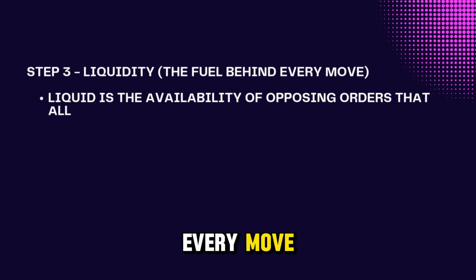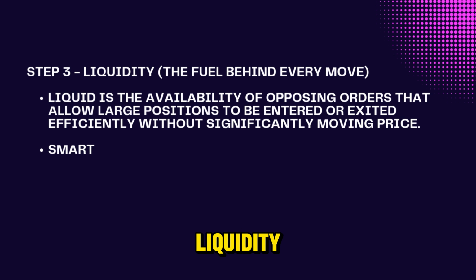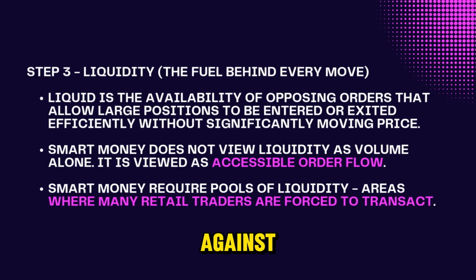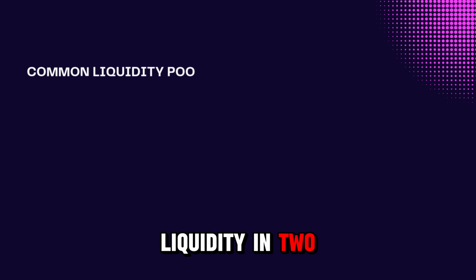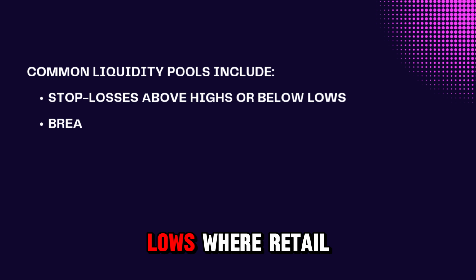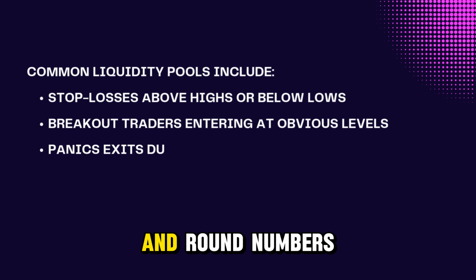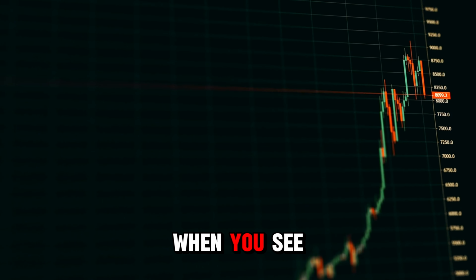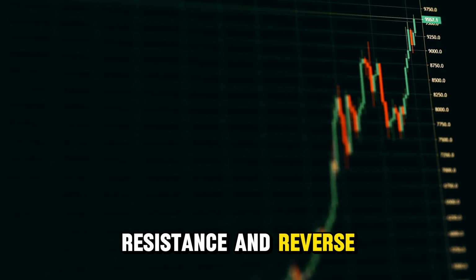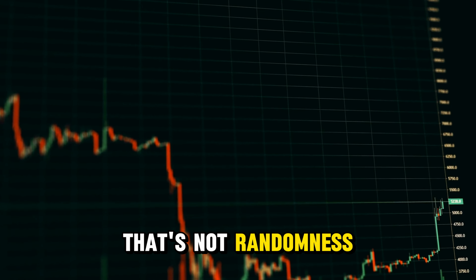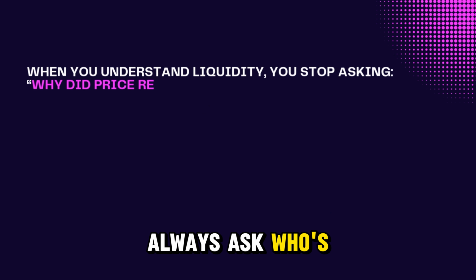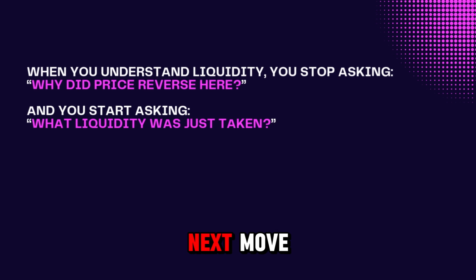Step 3. Liquidity, the fuel behind every move. Smart money trades for one reason: liquidity. Liquidity means available orders, buyers and sellers they can trade against. Market makers hunt liquidity in 2 ways: equal highs and lows, where retail traders place stop losses, and round numbers and obvious levels, because emotion gathers there. When you see price spike above resistance and reverse sharply, that's not randomness, that's a liquidity grab. To trade like a market maker, always ask who's trapped, who's providing liquidity for the next move.